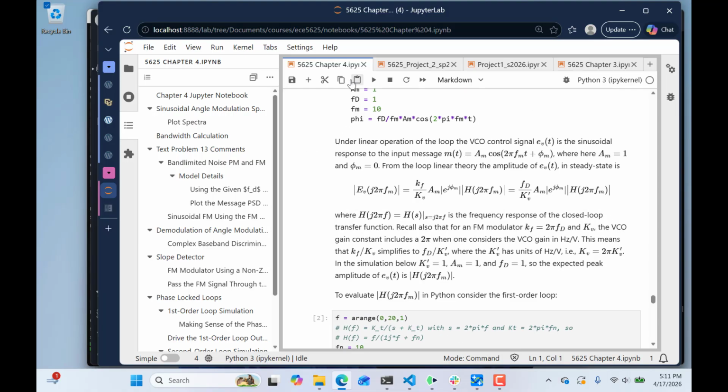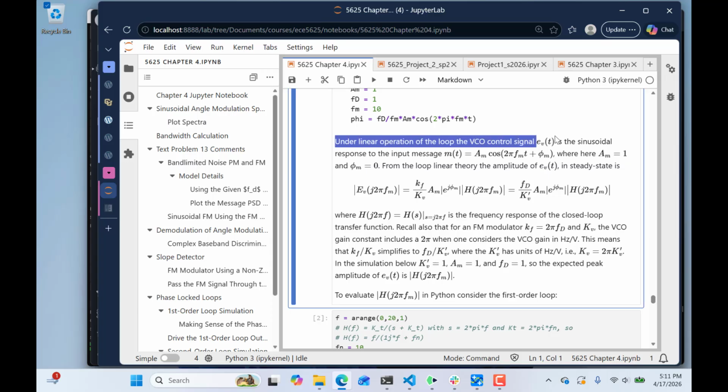So it's going to be angle modulated, and what we're kind of striving for is seeing that under linear operation, and I can't draw on this because it's a Jupyter notebook, under linear operation of the loop, the VCO control signal, E of V, will be the sinusoidal response of the closed loop system of the phase lock loop. So if I put in an angle modulation and give it a frequency FM, some amplitude AM, and phi can just be set equal to 0, what we're going to see for the error voltage coming out is just going to be the amplitude of the input modulation wrapped up inside the complex exponential with Kf and Kv in here just to normalize it, because the Kv is from the phase lock loop's VCO, and Kf is the modulator constant in the phase detector.